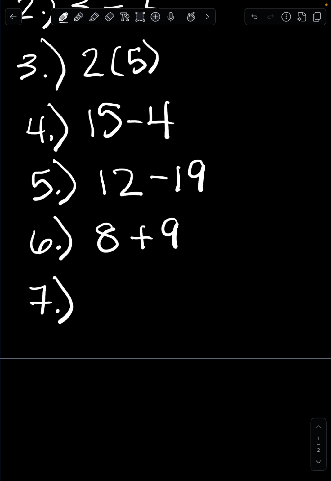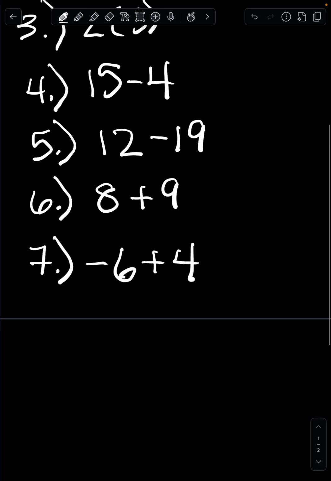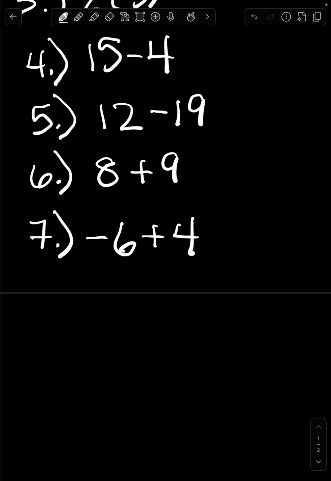Number 7, 4 more than the opposite of 6. Here's the word than again. Anytime we see the than, now this time since it's more than, that means it's plus. But you're going to write plus 4 at the end. It's 4 more than the opposite of 6, which is negative 6. Number 8.